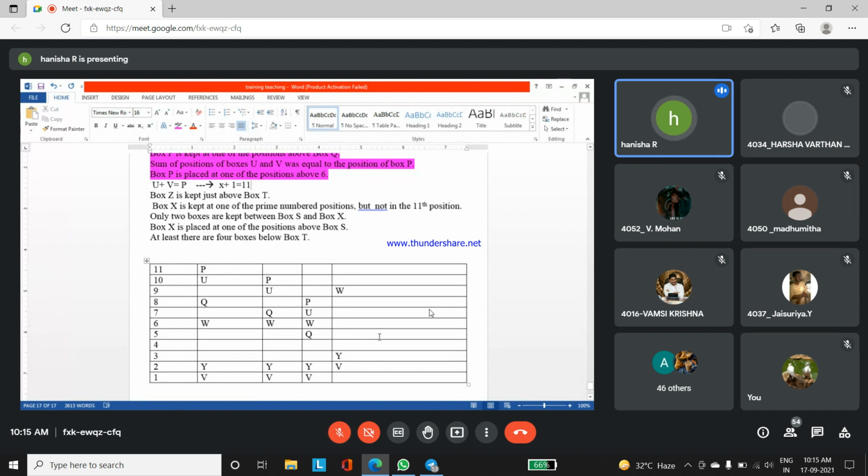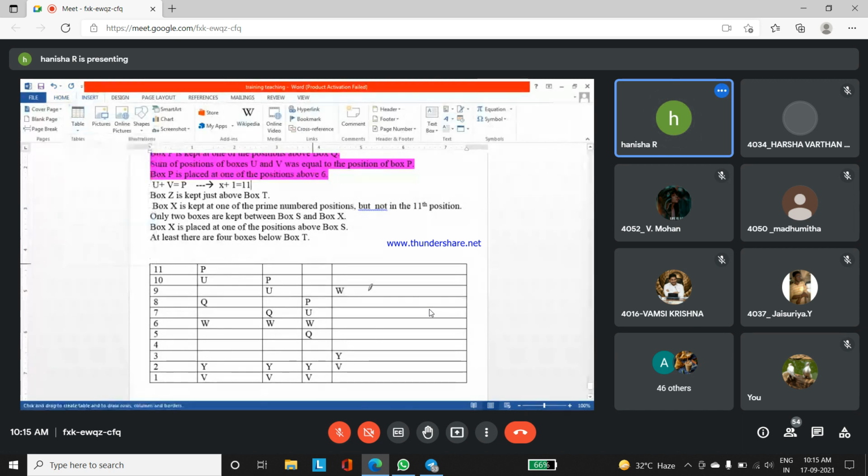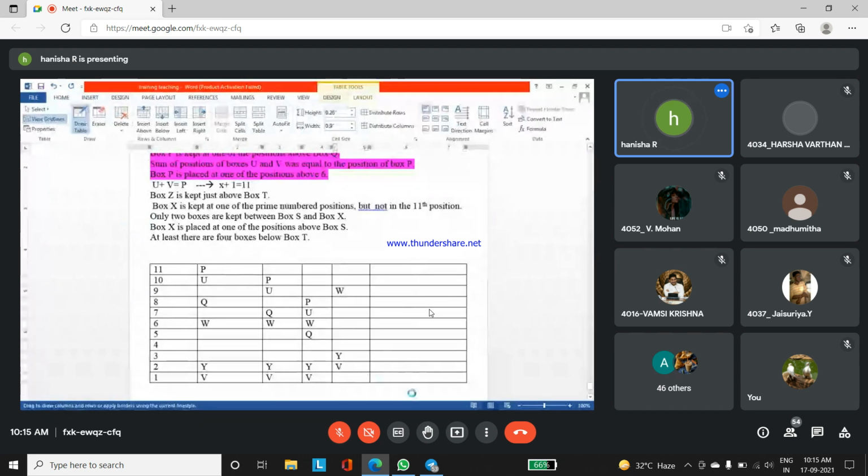Similarly, I'm going to go with this side, this possibility also. So I'm going to draw the table. Here, if I'm going to have P over here, again the 11th position, but the position of V is changed. This is the second position. So I can strike this out.